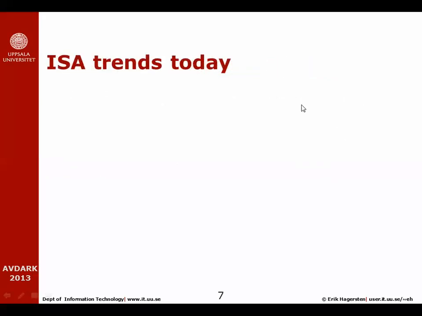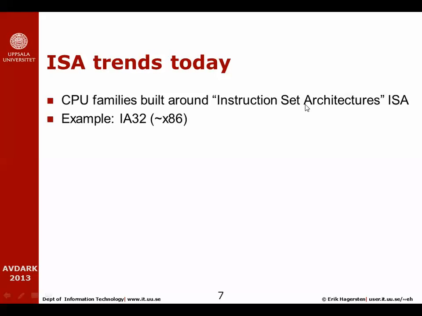The trends today, when you design new instruction set architectures, are quite different. So first of all, ISA stands for Instruction Set Architecture. That is not just one set of different assembly instructions, but it normally constitutes an entire family of computers. So IA32 is the name of Intel's family that is commonly known as x86 as well. So x86 is an instruction set architecture.